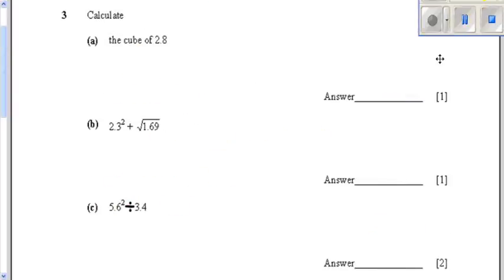Okay, so here's question 3, 3A, B and C. So if you'd like to stop the video and have a go at those on your own first, and then we'll go through the answers in a moment.